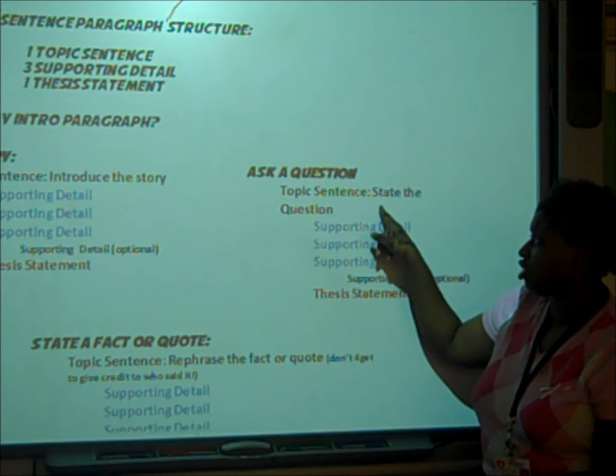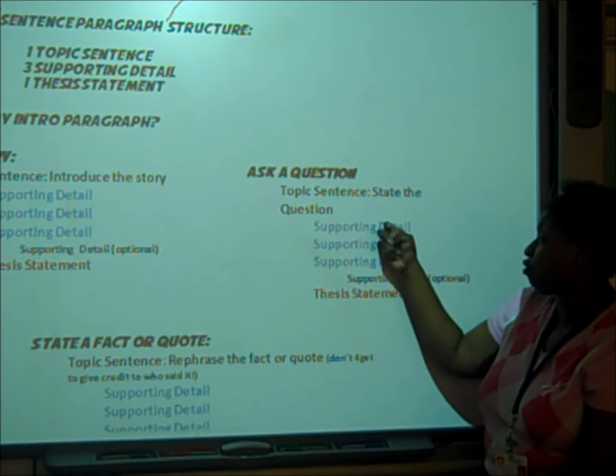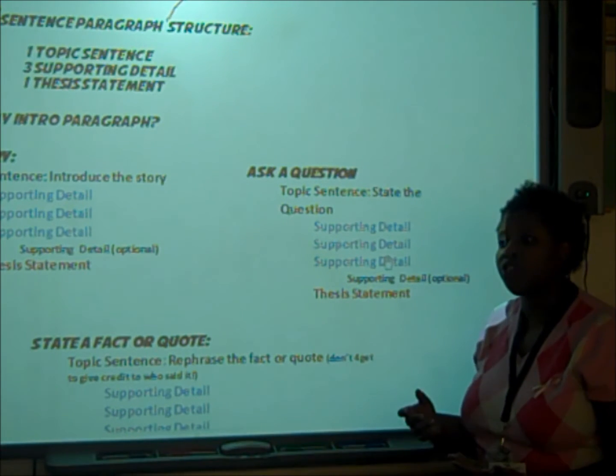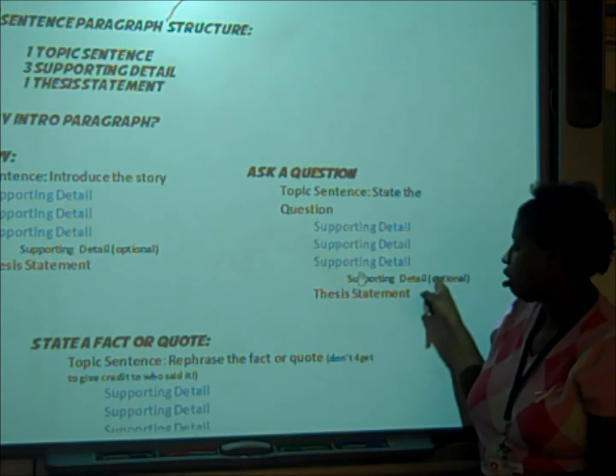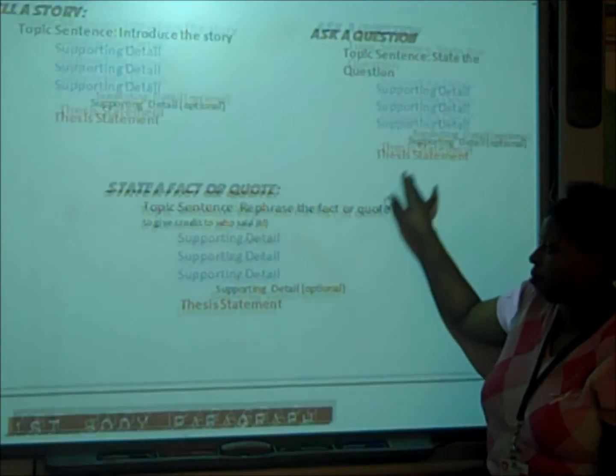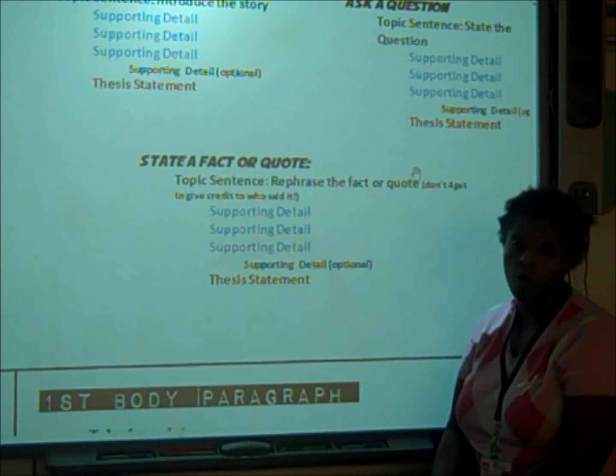You could ask a question where you state the question, and your 3 supporting detail sentences are literally you asking or answering that question with another question. 4th one optional, thesis statement. Or you can state a fact or an opinion.